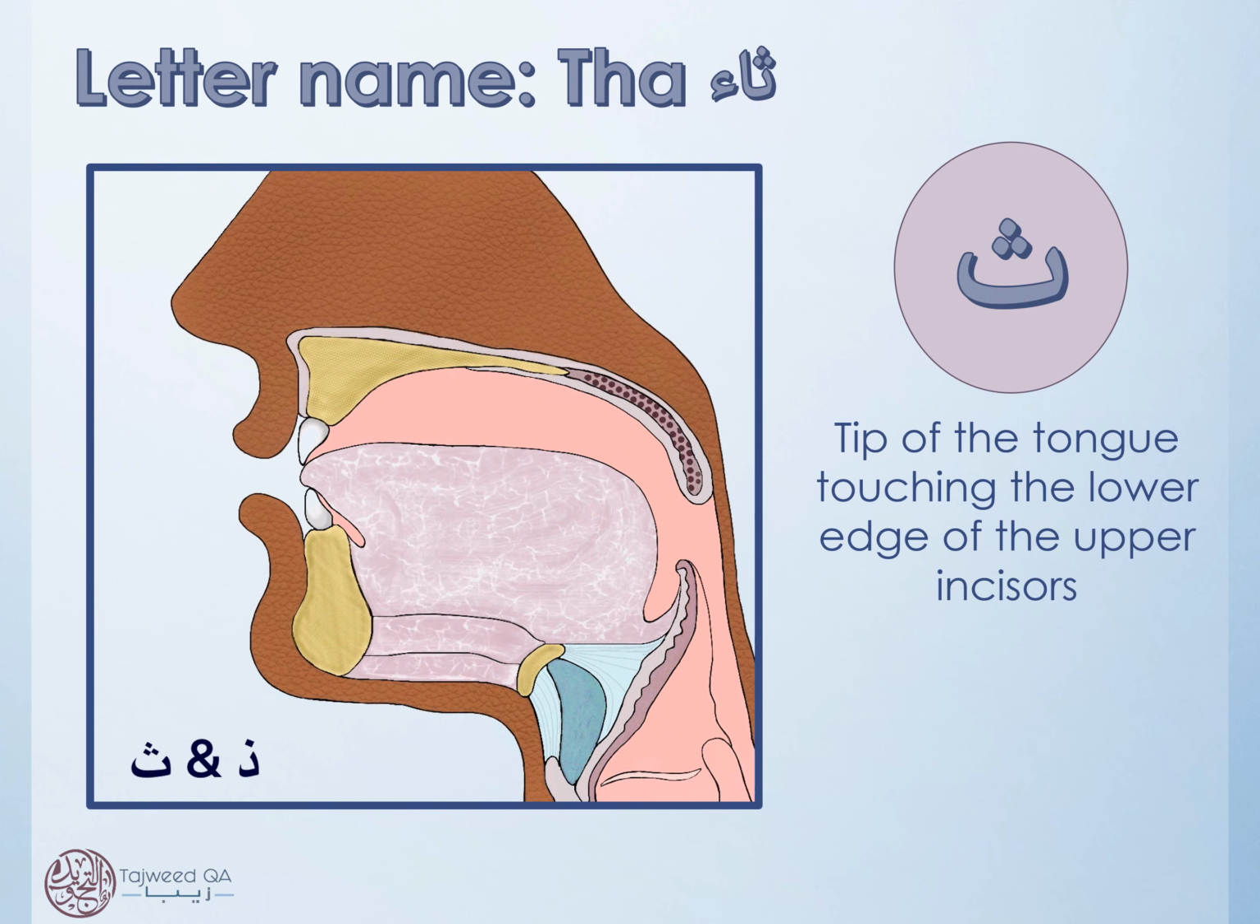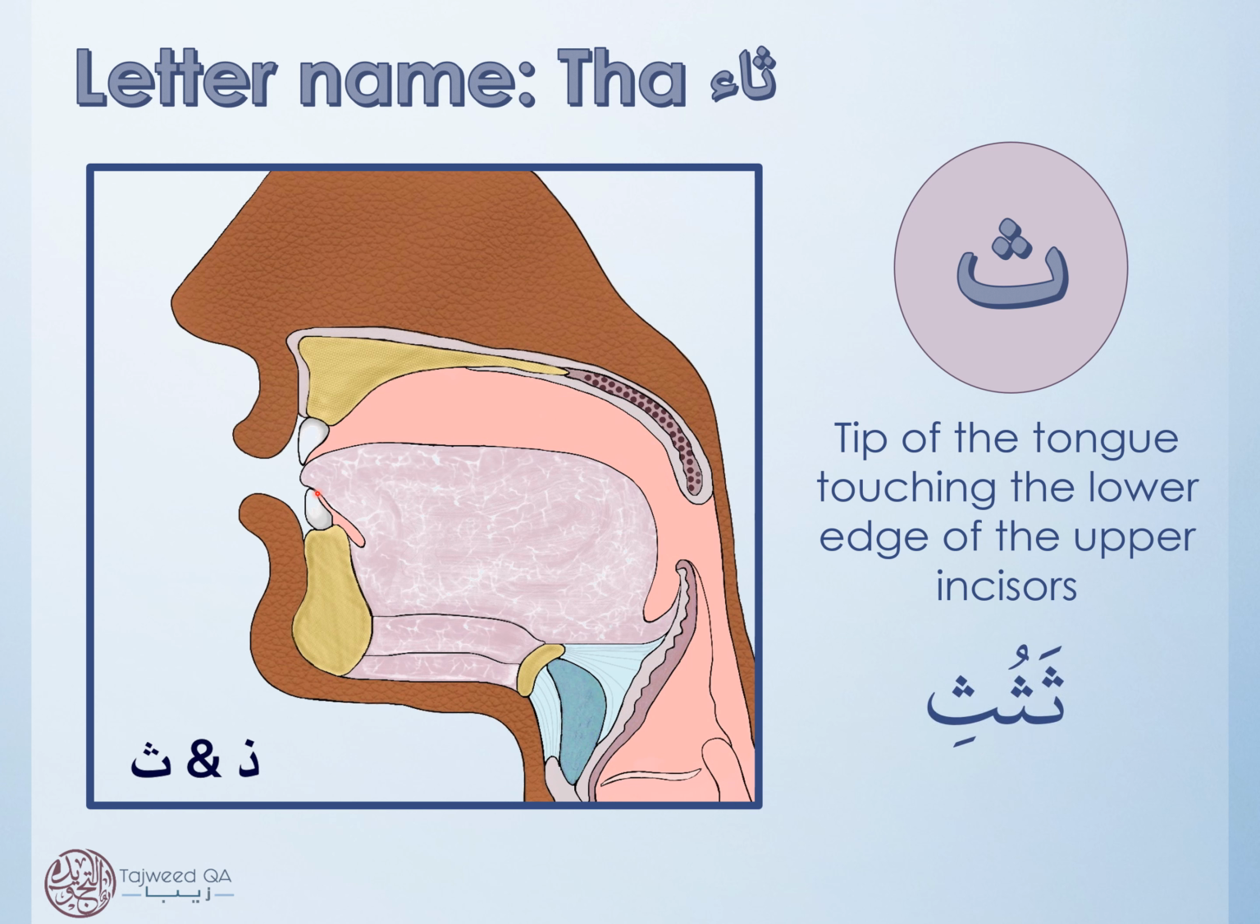The next letter is tha. The letter name is tha, and the phonetic sound is also tha. It's pronounced in the same place as the English th in the word the is pronounced. So the tip of the tongue is held between the upper incisors and the lower incisors. So the tip of the tongue is touching the lower edge of the upper incisors, and this is exactly how the th sound in the English word the is pronounced, the. So this is tha.